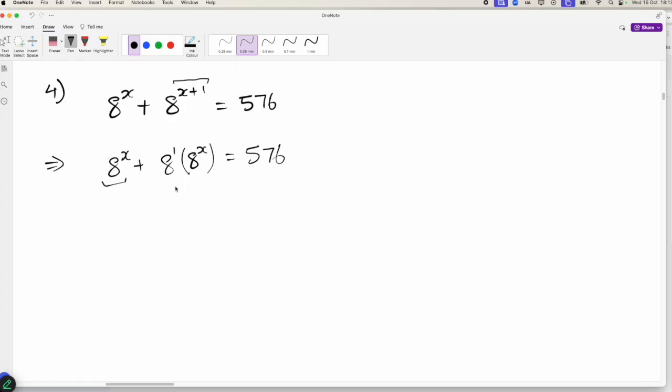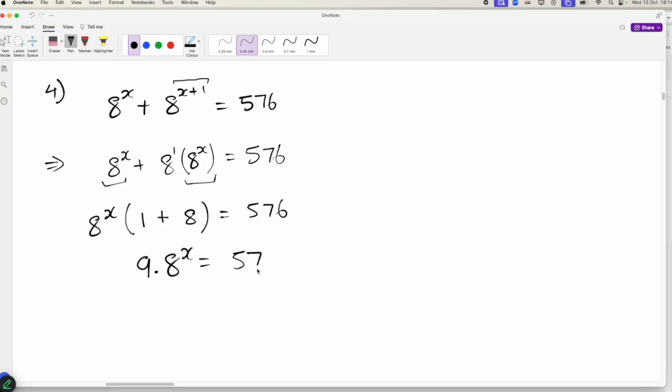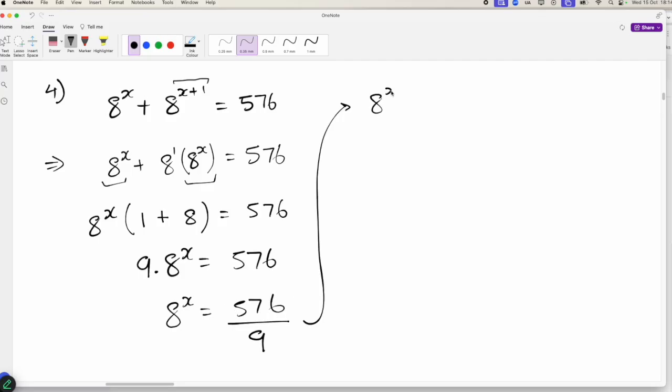Notice they both have 8 to the x in common. So I could actually factorize 8 to the x into 1 plus 8. 8 to the x times 1 is 8 to the x. 8 to the x times 8 is this. And that is my 576. And of course, I could see here that 9 times 8 to the x is 576. So 8 to the x will be 576 divided by 9. 8 to the x will be 64.